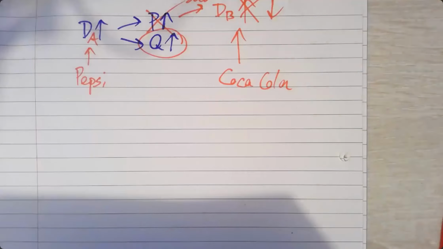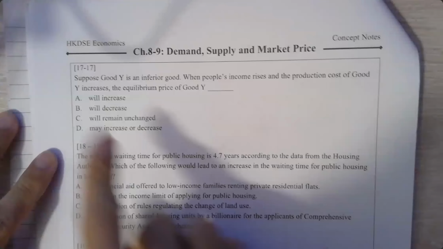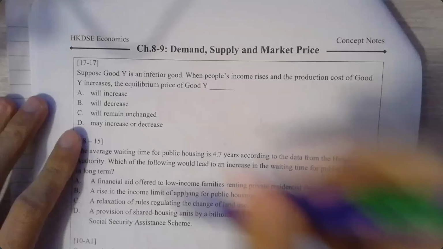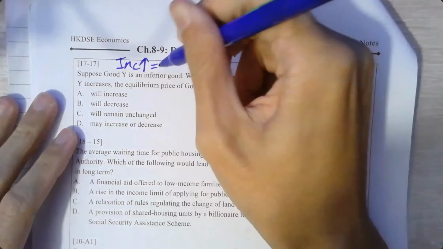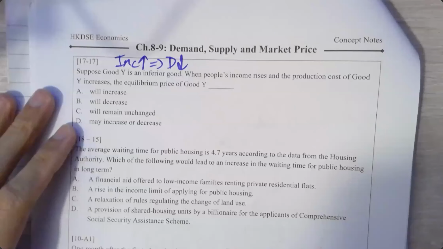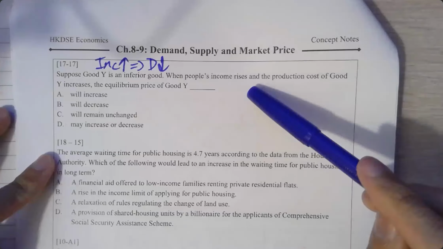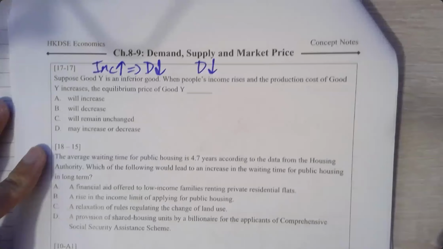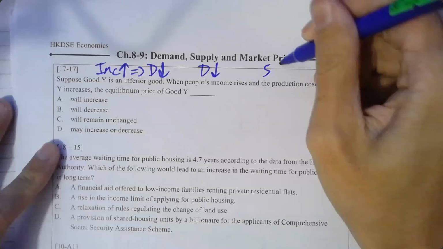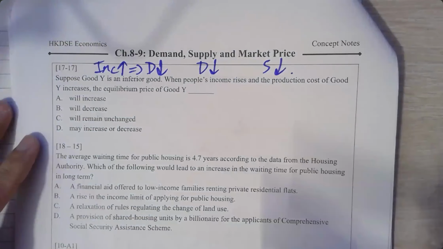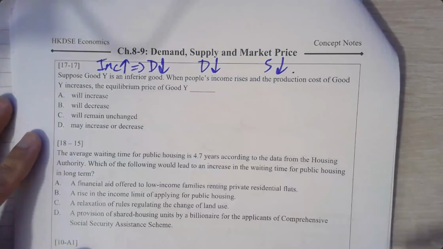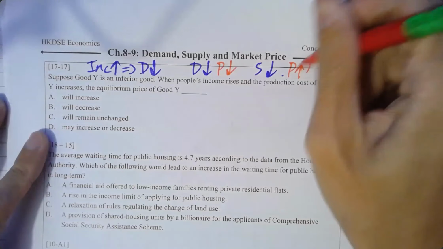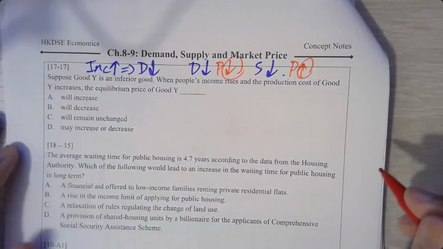Alright，我做極都唔完嘅。OK，here。Now suppose good Y is an inferior good 啦，提醒自己啊。Income increase, demand decrease，提醒自己啊。When people's income rises, demand decreases, and the production costs increase, supply decreases. Okay, D S D. What happens to equilibrium price? 我哋望望先。P decreases, P increases, increase, decrease. So does it increase or decrease?